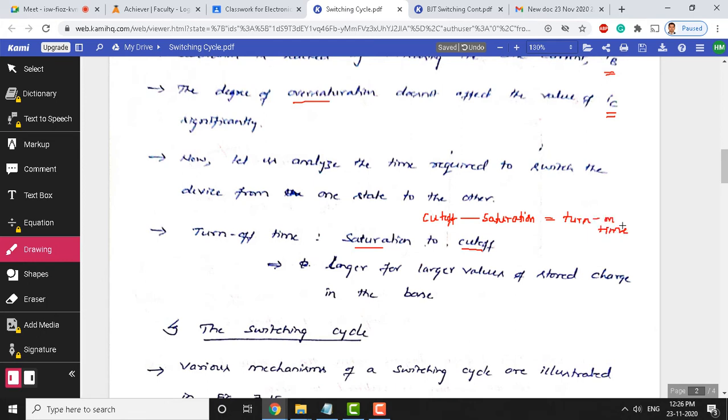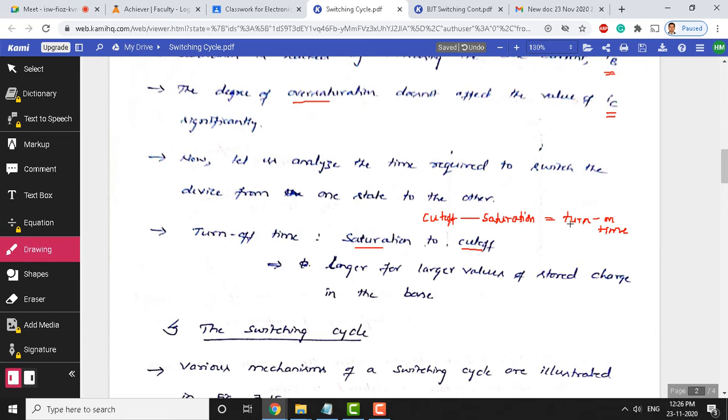Okay. So, usually if you look at a bipolar junction transistor, the turn off time is longer for larger values of the stored charges in the base compared to the turn on time. Generally, we think that turn on time is larger, but in fact, with reference to BJT, turn off time is longer compared to the turn on time. We will get to know all those things when we look at the switching cycle.